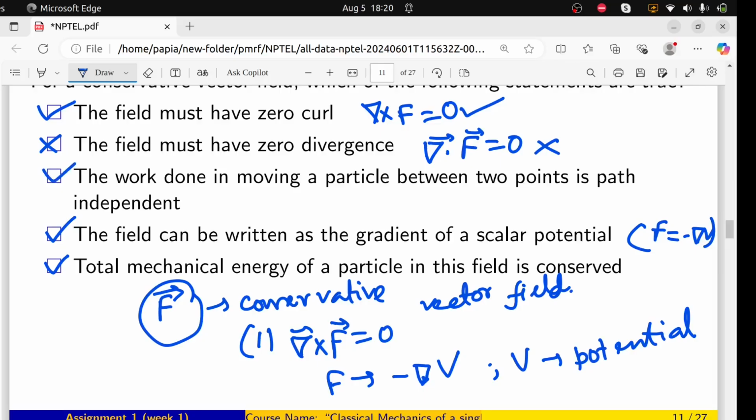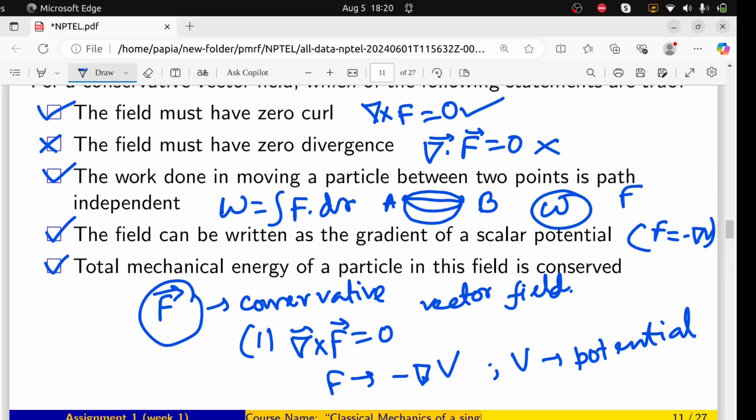Yes, that is also true. How is it true? Because the work done is the integration of F dot dr. So if it is a conservative vector field, then it should not depend on the path from how we are going from A to B. Whether I go from here to here in this path, in that path, or in any other path, our work done should be the same if our F is a conservative vector field.